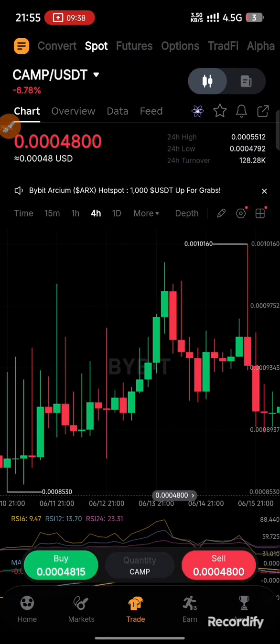Okay, so this strategy is the best strategy you can be using as a scalper to be trading your cryptocurrency coin. This is a strategy you can use to be trading your coin.